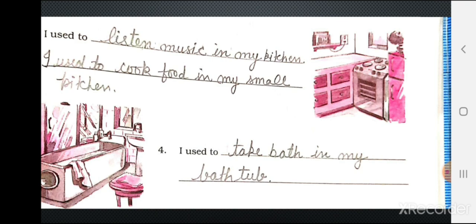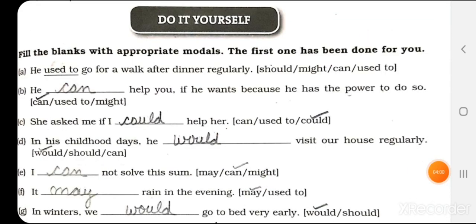Now, beta, let's move on to the do it yourself part. Fill the blanks with appropriate modals. The first one has been done for you. Here, students, some sentences are given to you, and in brackets, some modals are also given to you. You have to choose the correct option. Three modals are given to you. You have to choose the correct one. You can tick also, or you can write down as per your wish. Now, students, let's begin with the first one.